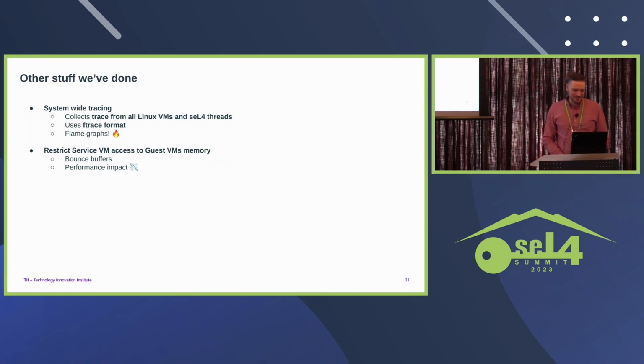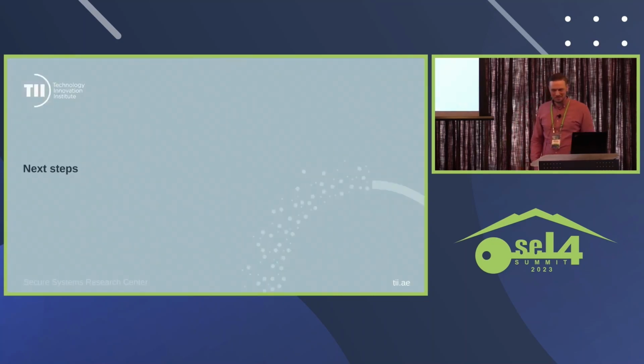All right, so one of the limitations we've had is that the service VM has had access to the guest VM's memory, and obviously that's not ideal. We now have a build option so that you can prevent the service VM from having access to the guest VM's memory. We used bounce buffers for that, and obviously copying around has a negative impact on performance. But I don't have the numbers, so it shouldn't be too bad. We'll see. All right, so what we are currently working on.